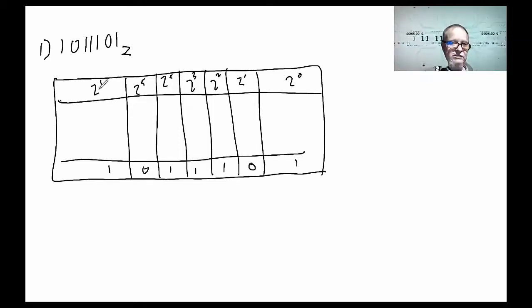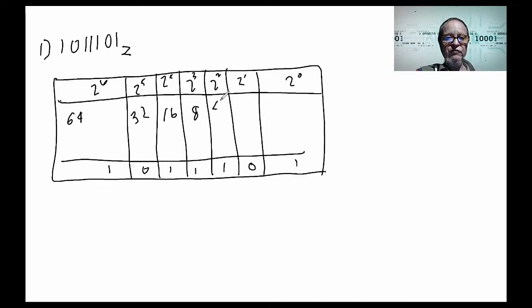And 2 to the 6th power, well, we calculate that and we find that's 64, so that's the 64's column. 2 to the 5th power is 32, so that's the 32 column. 2 to the 4th is 16, so that's the 16's column. 2 to the 3rd is 8, that's the 8's column. 2 squared is 4, so that's the 4's column. 2 to the 1 is 2, and of course anything to the 0 power is 1.